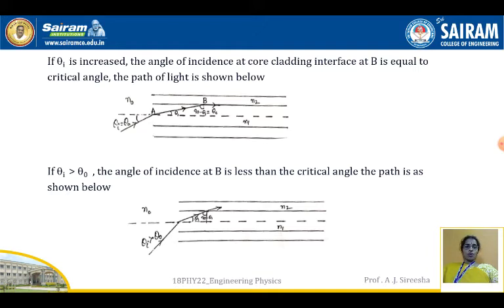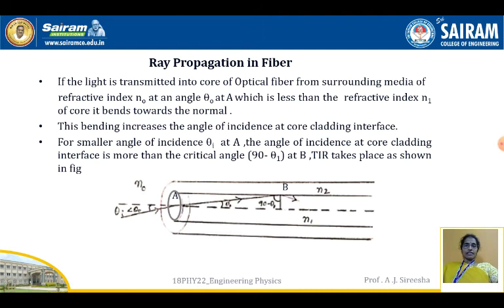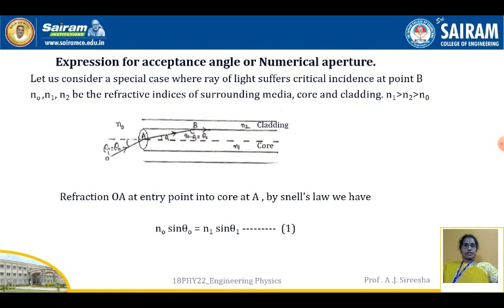So the condition for total internal reflection to take place is, first, theta I should be less than theta naught. For smaller angles of incidence, the angle of incidence at point B becomes greater than the critical angle, and then total internal reflection will take place. This is the propagation condition of light in a fiber. Now we will see the further expressions: the expression for acceptance angle or the numerical aperture.